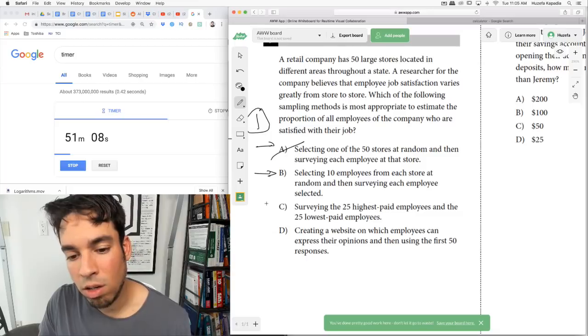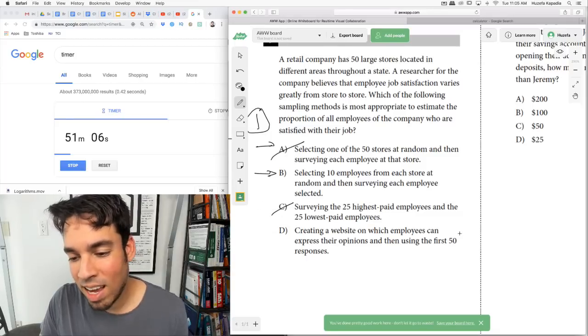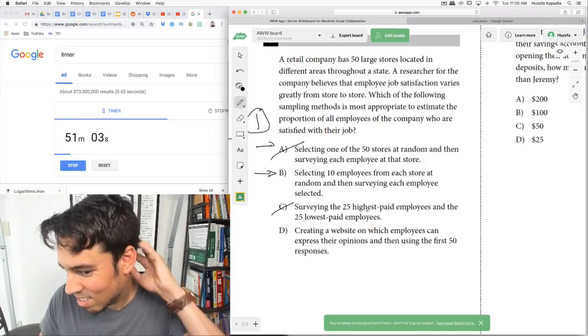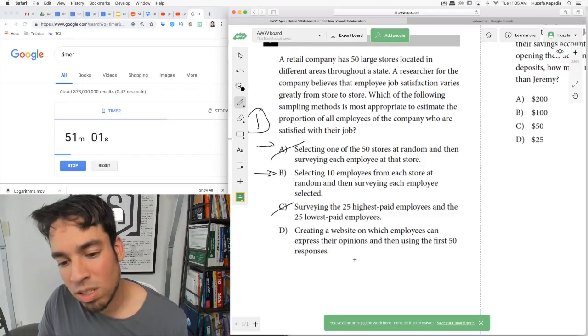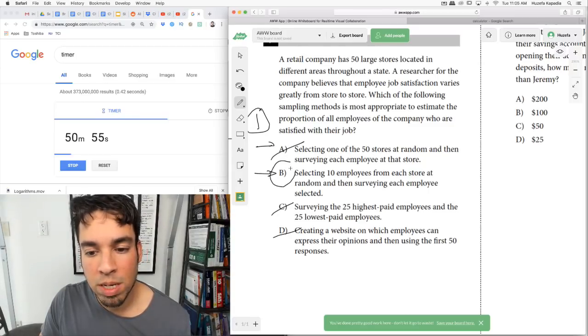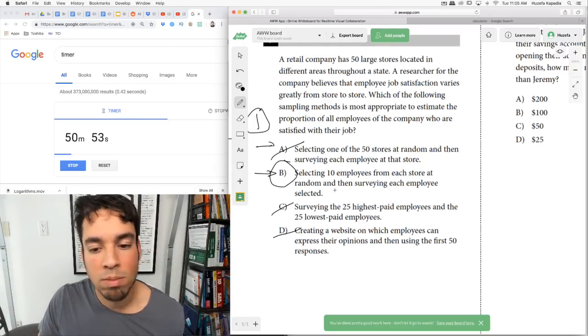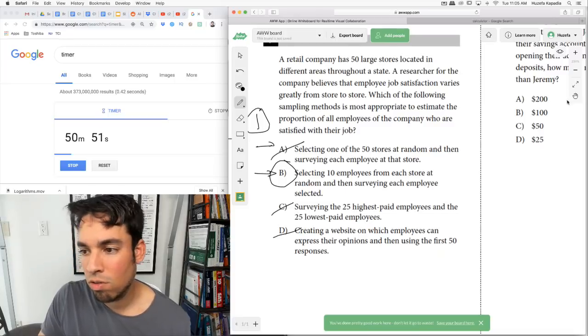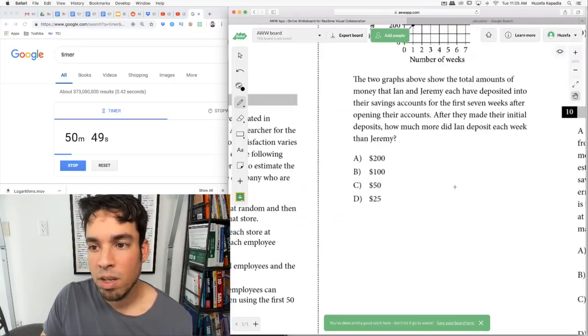Surveying the 25 highest... no, we're immediately biasing to the highest paid and the lowest paid. So that's no good. Creating a website on which employees can express their opinions and then using the... no, because you're biasing toward the first 50 people that are proactive. So I'm going with B. 10 employees from each store at random. That language is very important. And then surveying those employees.